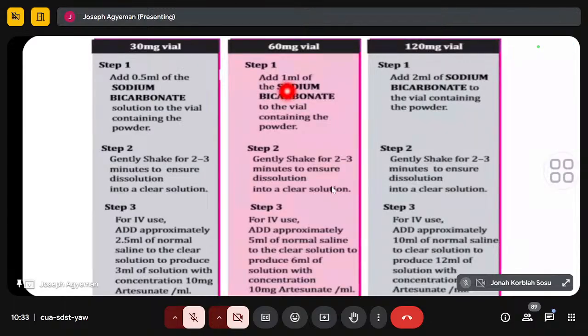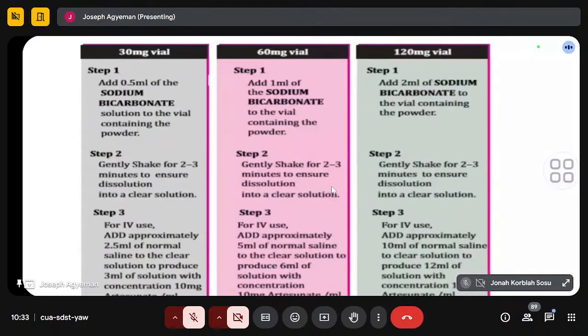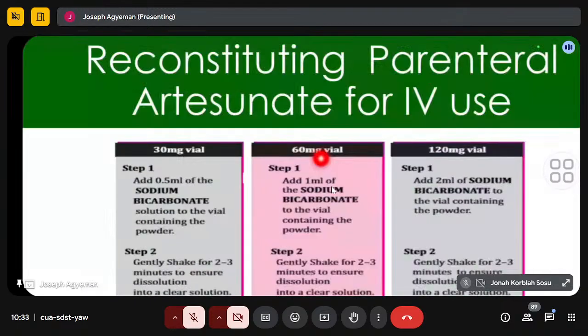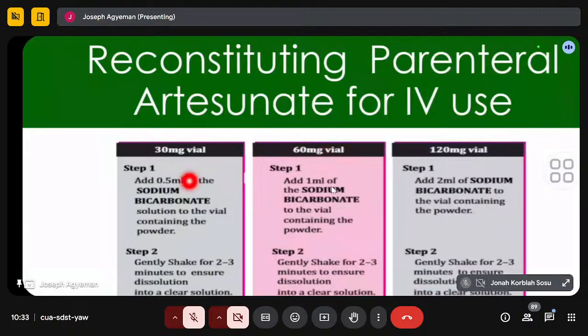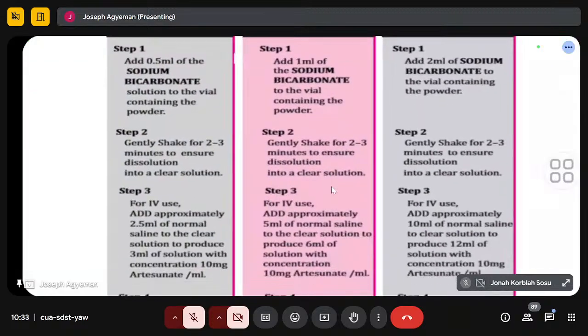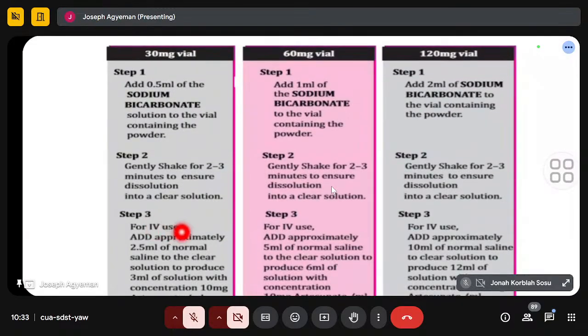Yes, please. All right. So you are multiplying through the various components here by a factor of 2, since 30 times 2 is 60. So 0.5 times 2 will give you 1 mL. Likewise, the 2.5 times 2 giving you 5 mL.